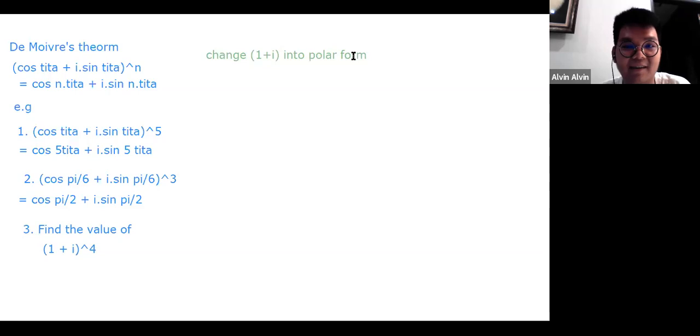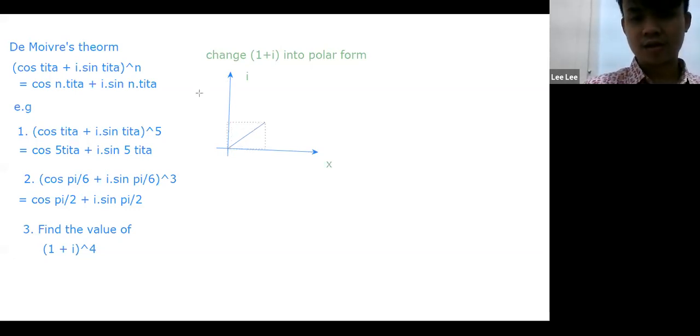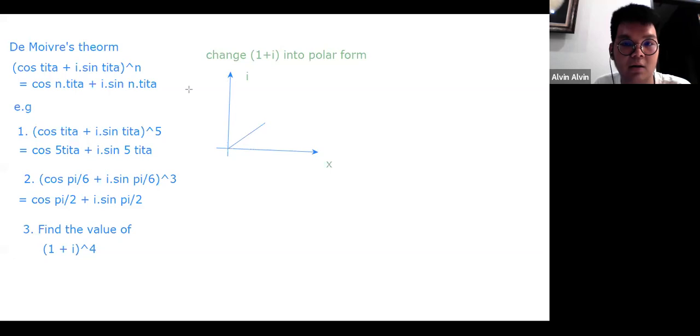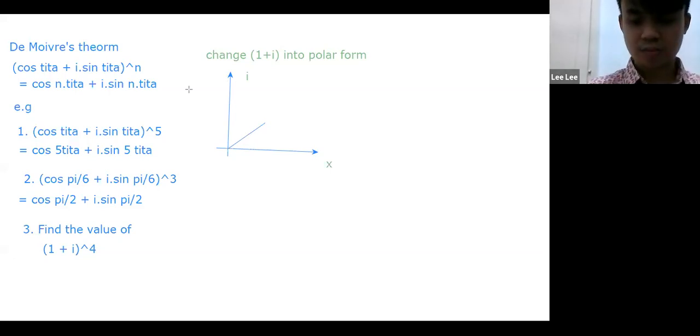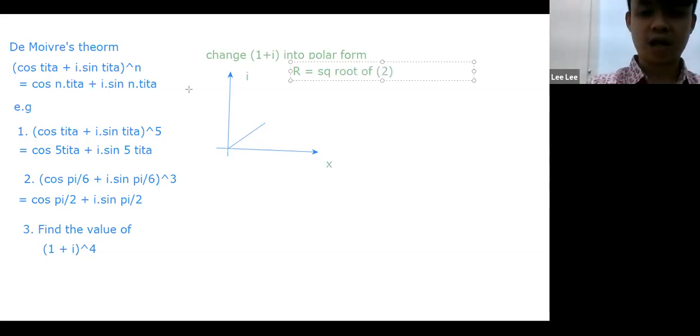So if you plot the axes, this one is i, this is x, so you have a coordinate. You can find the radius. The radius equals the square root of one squared plus one squared, which means square root 2. Then you have to find the argument.